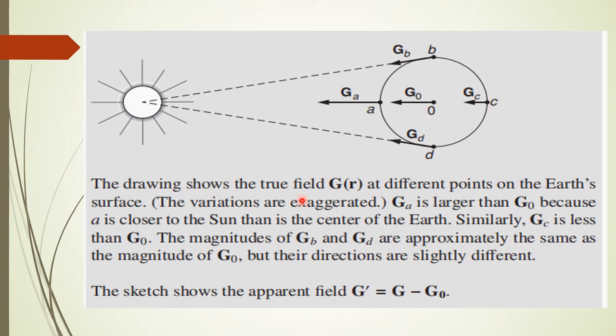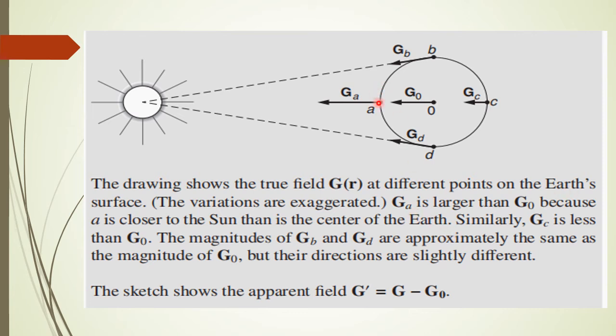Now this is our figure of the earth. We take four points A, B, C, D. These are four different points at which G is different due to the distance. We are trying to find out the apparent gravitational acceleration at all these points. So G(r) at different points.